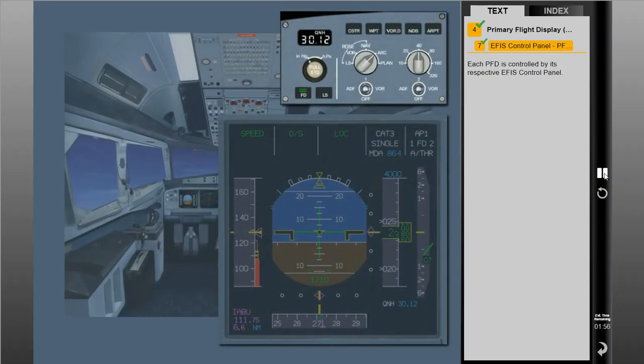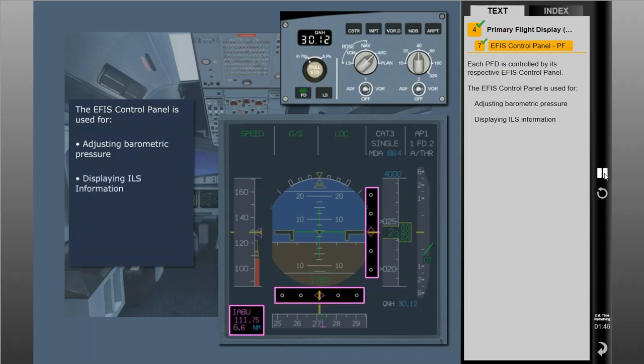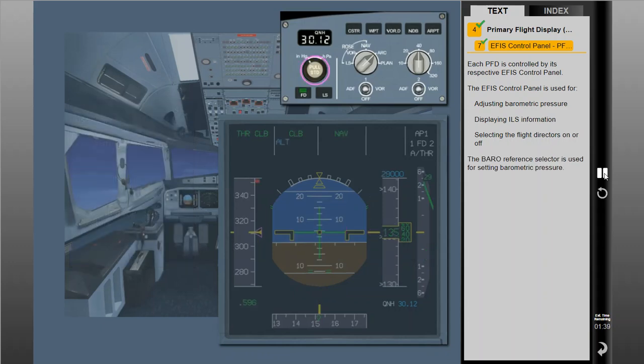Each PFD is controlled by its respective EFIS control panel. The EFIS control panel is used for adjusting barometric pressure, displaying ILS information, and selecting the flight directors on or off. The baro reference selector is used for setting barometric pressure. The baro setting can be referenced on the baro reference display and on the lower right corner of the PFD.